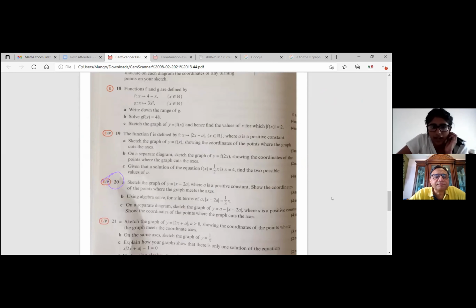Sketch the graph of y equals the absolute function of x minus 2a, where a is a positive constant. Show the coordinates of the points where the graph meets the axes. Part B, using algebra, solve for x in terms of a, where the absolute function of x minus 2a is a third x. And then finally, part C, on a separate diagram, sketch the graph of y equals a minus the absolute function of x minus 2a. Yeah, so that involves actually transformation of functions.